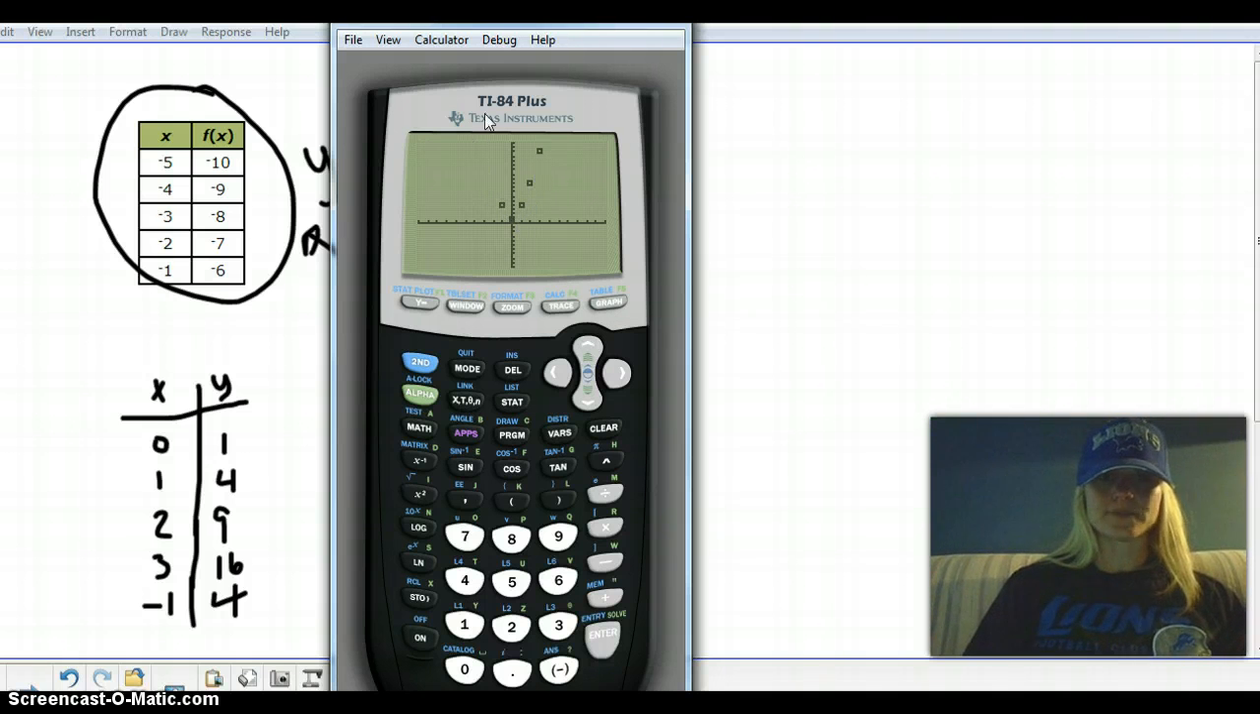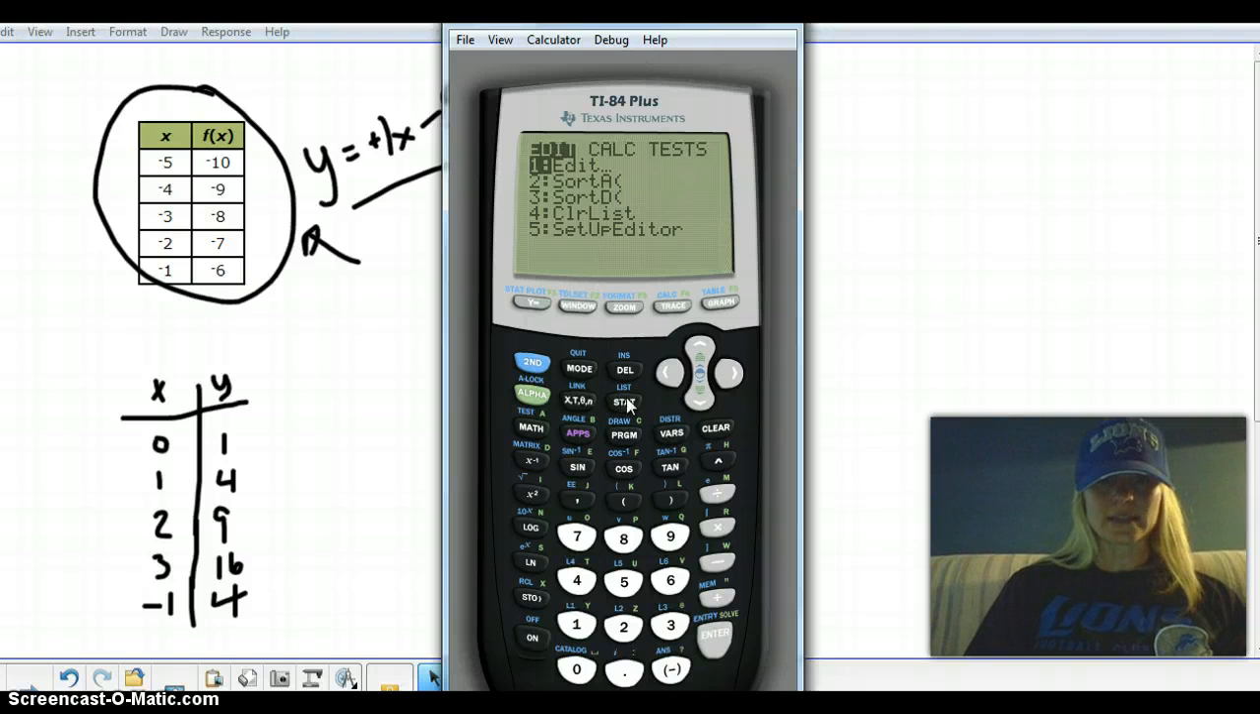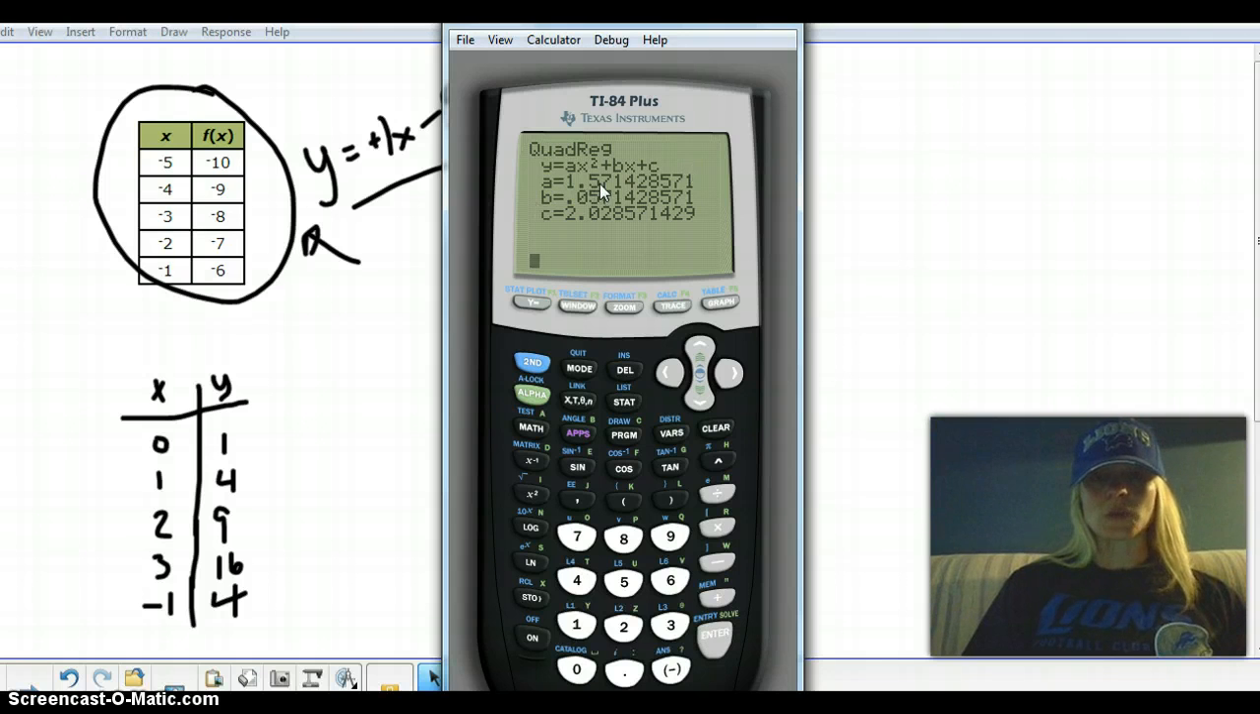which is a quadratic equation. So again, we can get the equation for this. All I have to do is go back to my stat again, go over to calc, and then that's a quadratic equation. So I go down to quadratic regression and I hit enter, and again it tells me what my equation would look like. So I'd put this 1.57 in for A, I'd put this in for B, and this in for C, and then I have the equation of the quadratic regression. We're going to get to that a little bit later. We're going to stick with linears tomorrow.